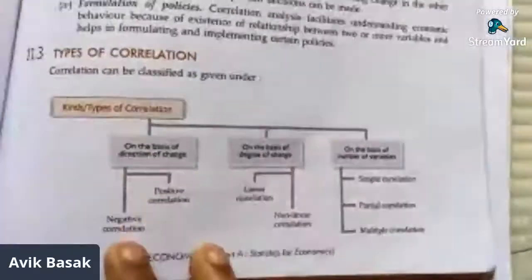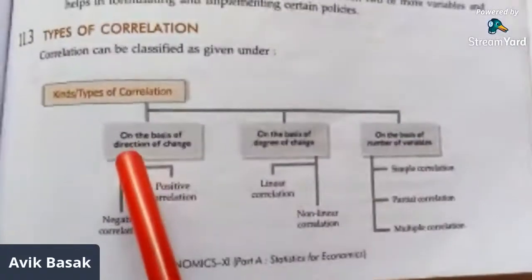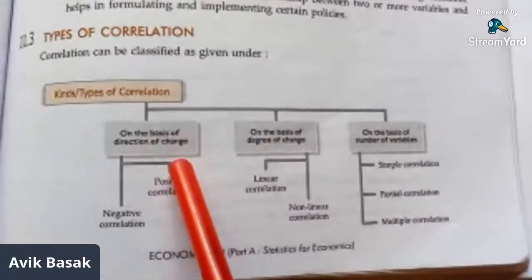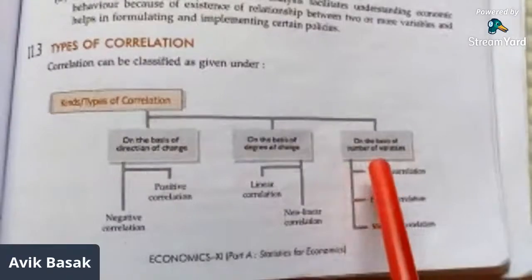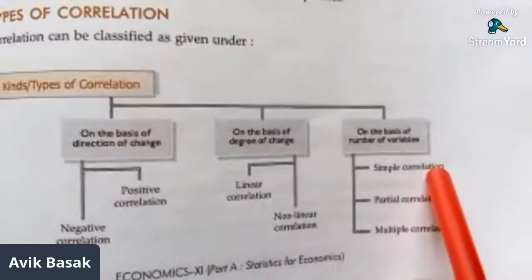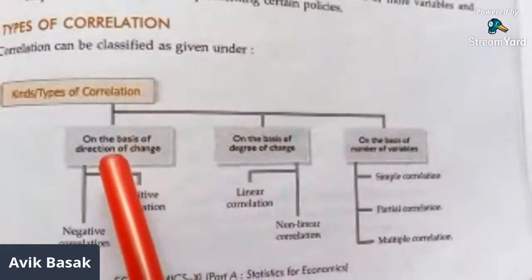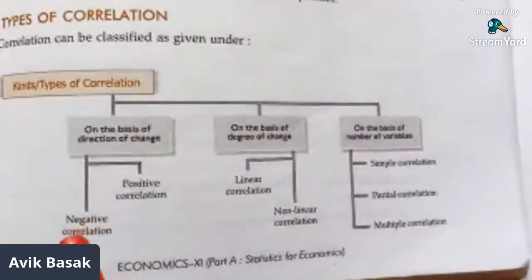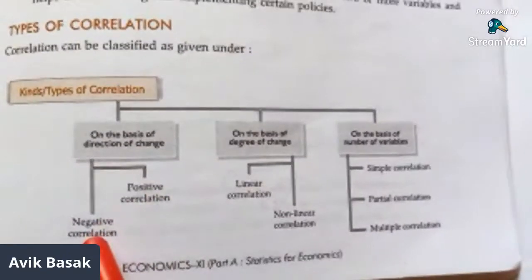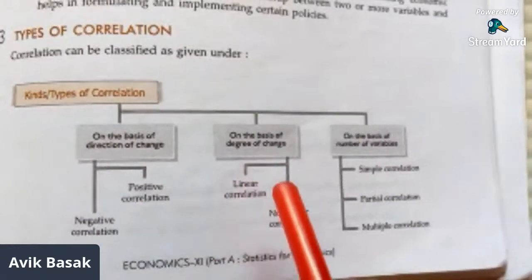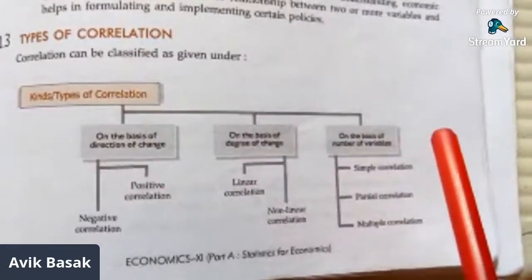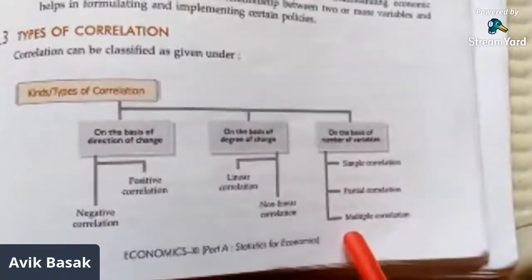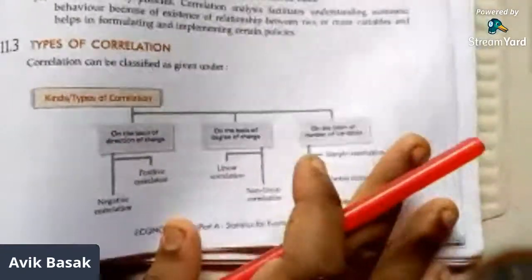Now we will come to types of correlation. There are different types of correlation. First of all, come up with a diagram: on the basis of direction of change, on the basis of degrees of change, on the basis of number of variables. There are three kinds. On the basis of direction of change, there are positive correlation and negative correlation. On the basis of degrees of change, linear correlation and non-linear correlation. On the basis of number of variables, simple, partial, and multiple correlation.